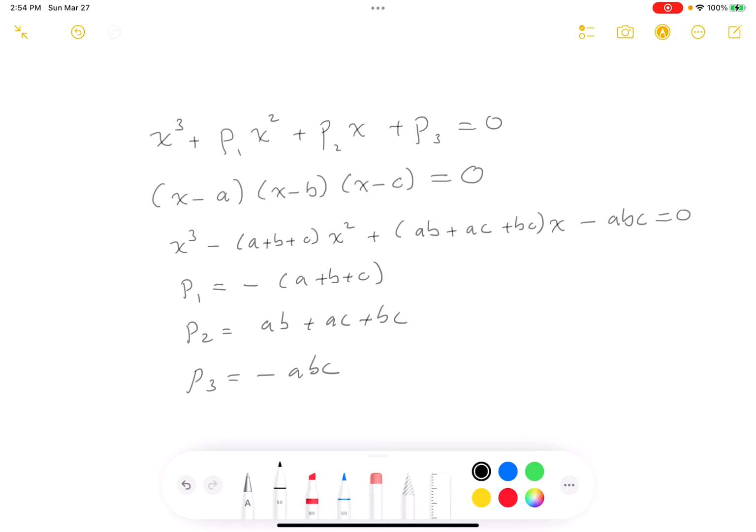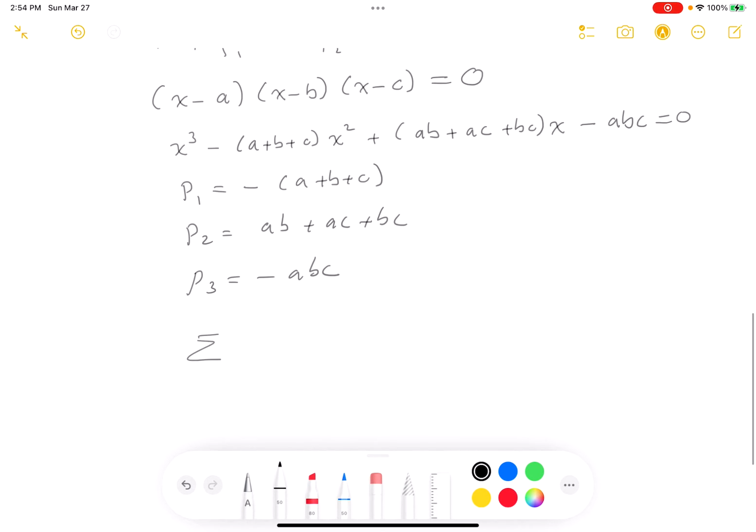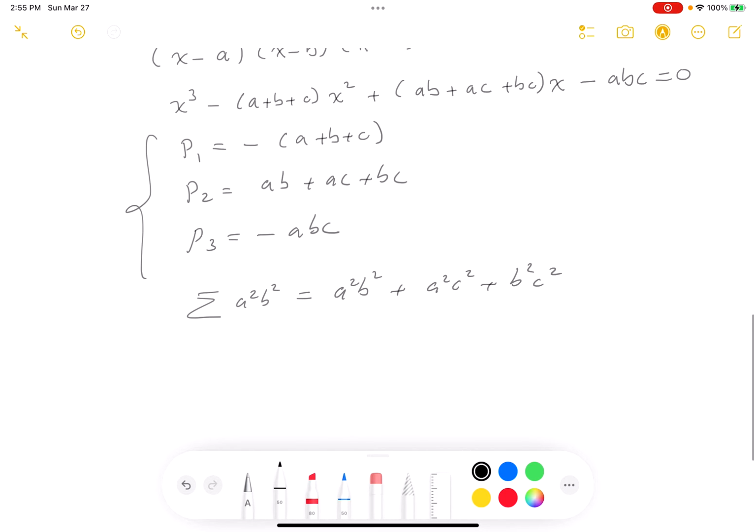Oh, they want this. They want the sum a squared b squared. All right. Again, I always say it's really tough knowing what he wants when he writes that down. A little bit confusing. At least it was confusing to me. But he wants the combinations a squared b squared plus a squared c squared plus b squared c squared. And I'm basically looking at this, and I got to get this in terms of P1, P2, and P3. All right? And I'll be honest with you, that's the struggle.